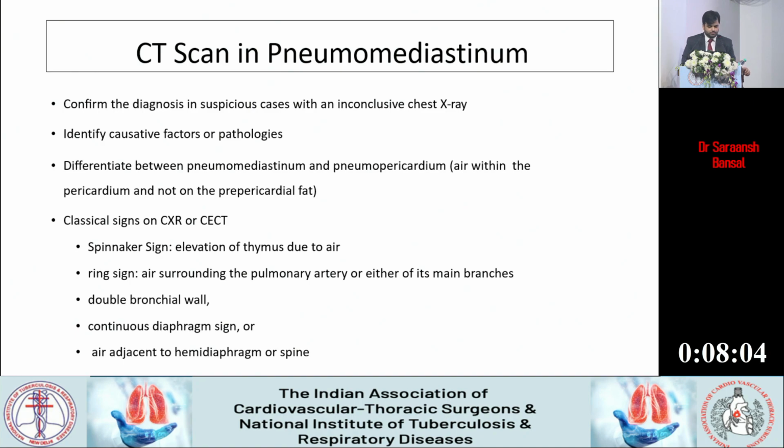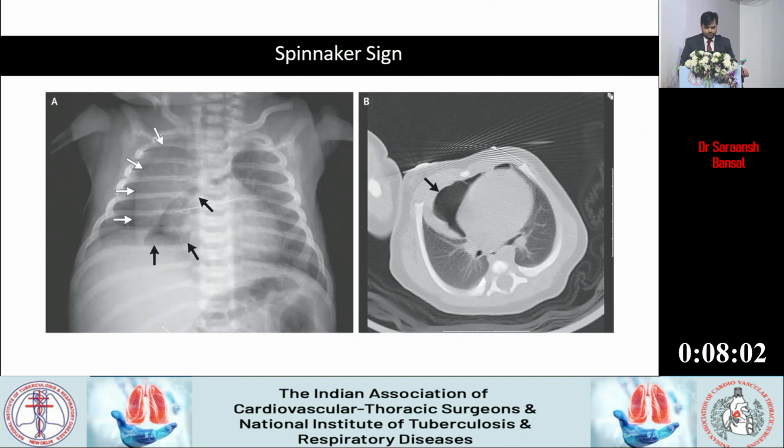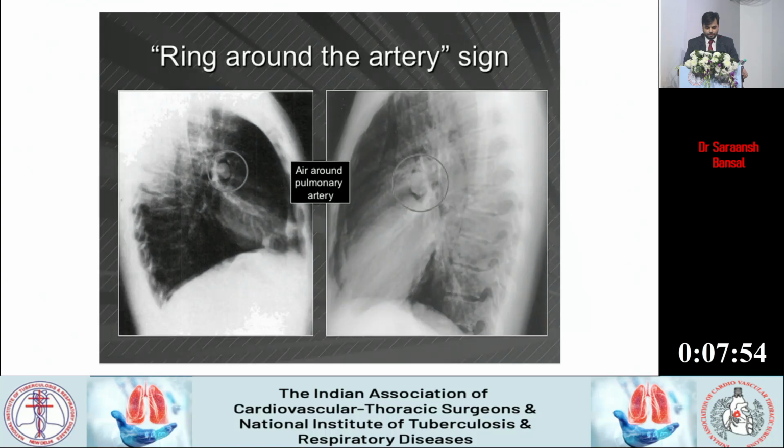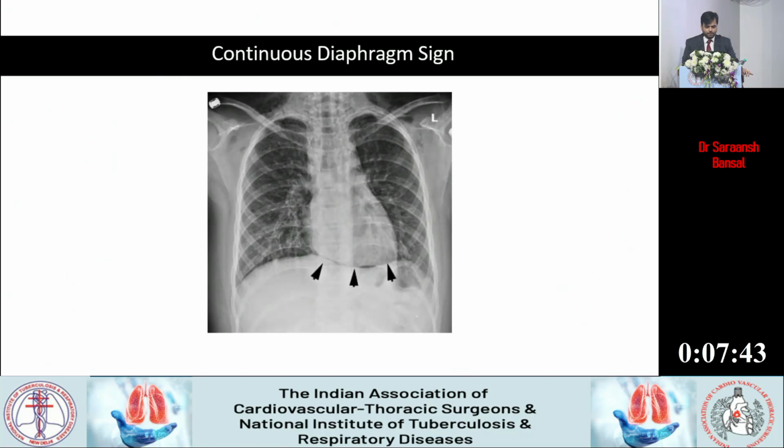I'm going to go through some pictures of these signs. This is a classical Spinnaker sign. If you see on the CT, there is a lot of air just under the thymus. It is quite classical of pneumomediastinum. This is the ring around the artery sign. You see there's a branch of the pulmonary artery and there's air around it. So this is again very typical of pneumomediastinum. This is a continuous diaphragm sign, where it looks like the diaphragm is just one layer and without any breaks in the middle.